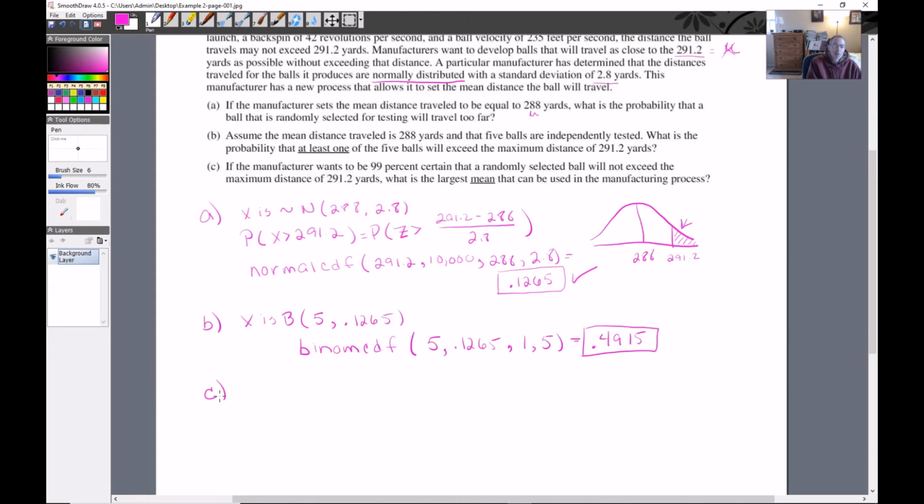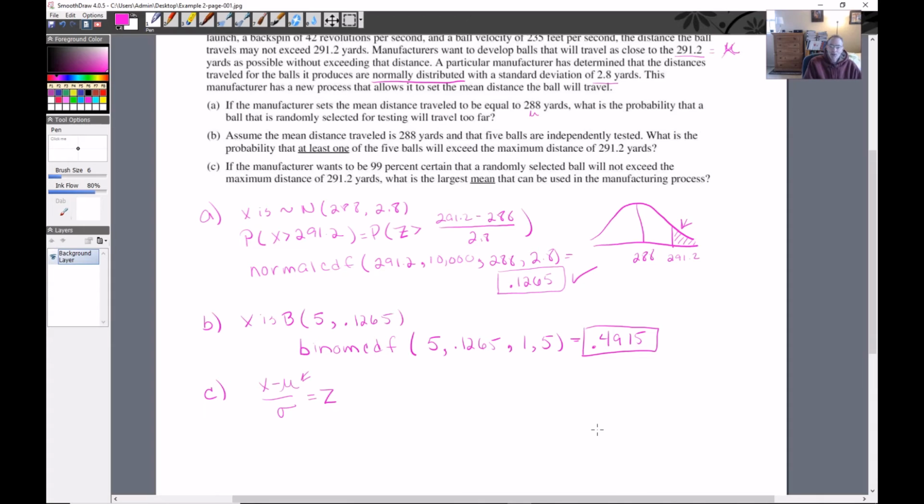We got most of the problem right. If the manufacturer wants to be 99% certain that a randomly selected ball will not exceed the maximum distance of 291, what is the largest mean that can be used in the manufacturing process? All right, now we're trying to find a mean, and it's certainly not binomial here. So I think we're back to a standard normal calculation, but this is going to be x minus mu over sigma equals z. All right, and we're looking for the mean.